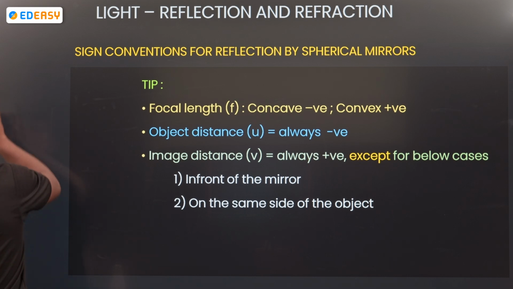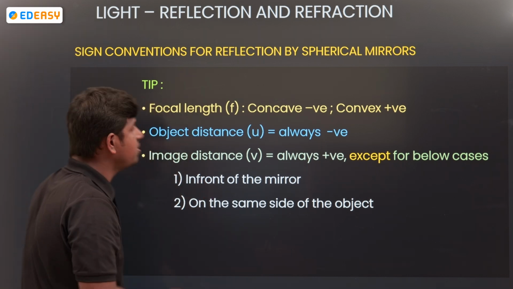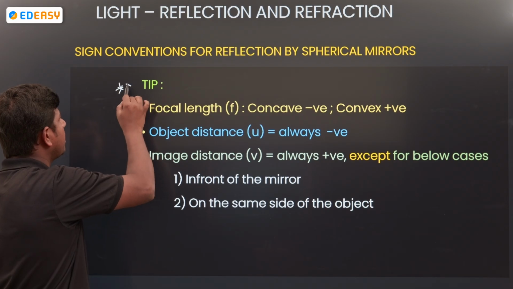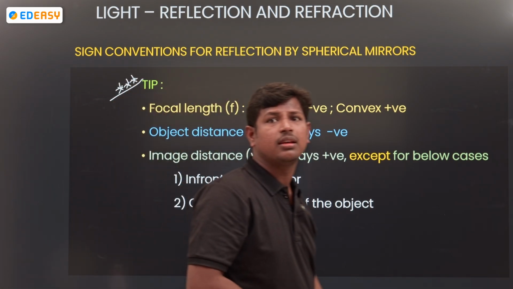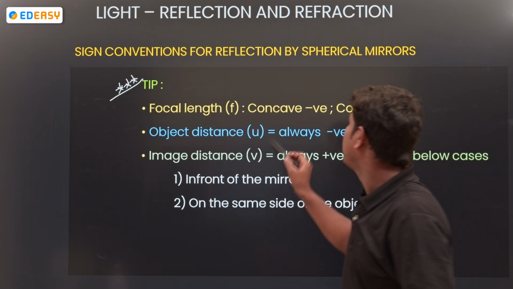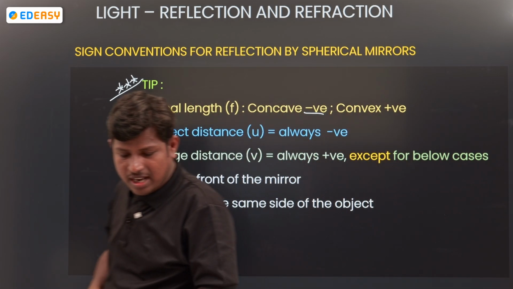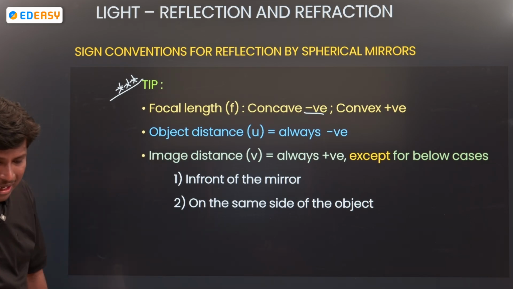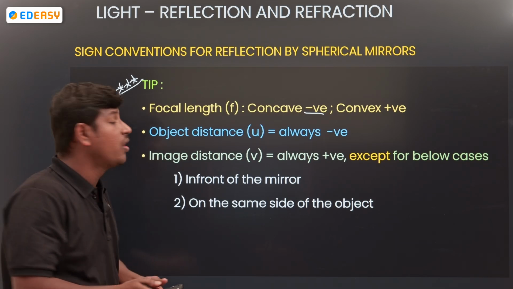What is meant by focal length? Look at the sign convention. Very important for calculation of numericals. Focal length for a concave mirror is negative. Can you guess why it is negative? From the comment section, is anybody ready to tell the answer? Concave, why is it a negative focal length? Very good.